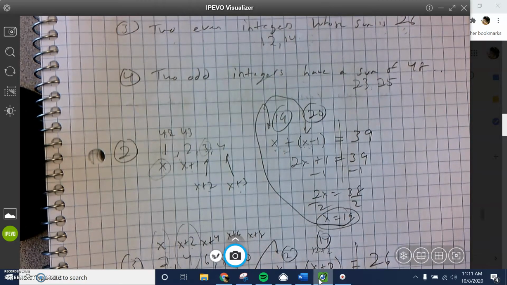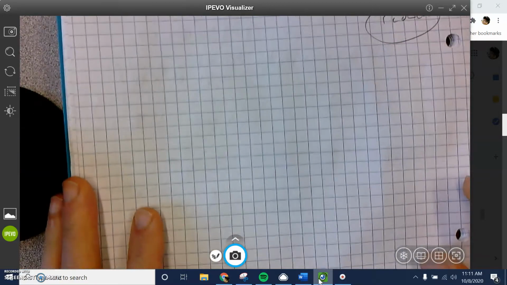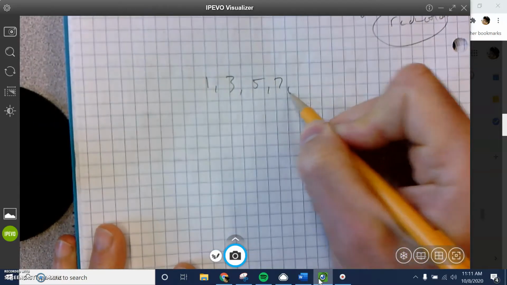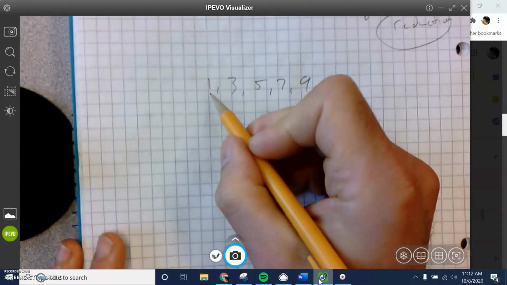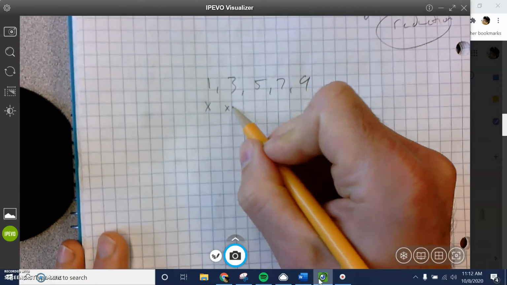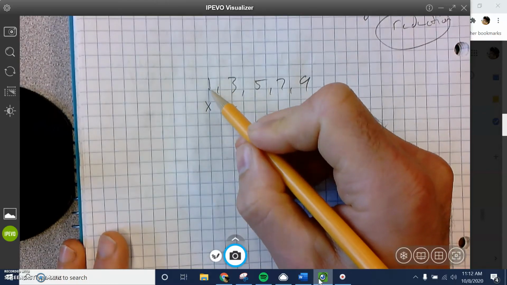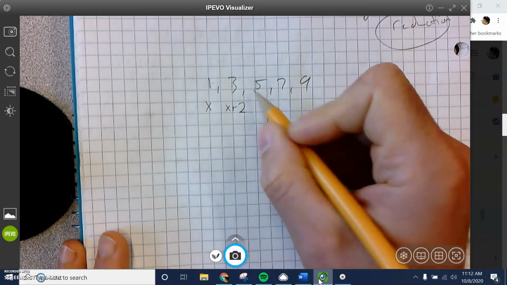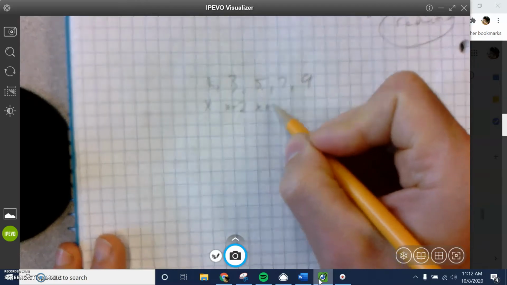Okay, so let's say you didn't know how to do that. No problem. Well, here you go. Two consecutive odd integers. So the odd integers are 1, 3, 5, 7, 9, etc., right? Those are odd integers. So the first one, let's call it x. The next one, we're going to call it x plus what? How do I get from 1 to 3? That's plus 2. The next one, how do I get from 1 to 5? That would be plus 4.